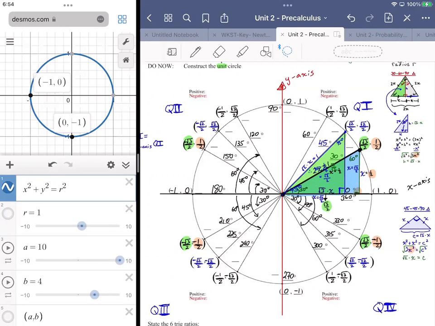All right, so we have a complete list of coordinates. And, you know, if you don't have any experience with the unit circle, it's like, okay, cool, we have coordinates. It's great. Why?